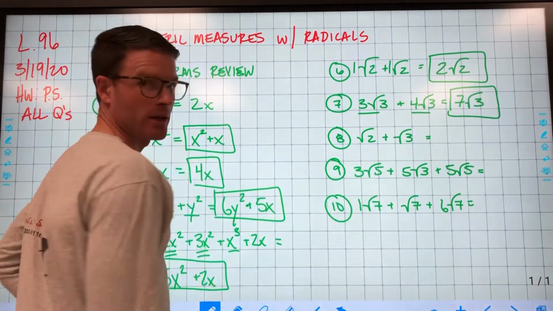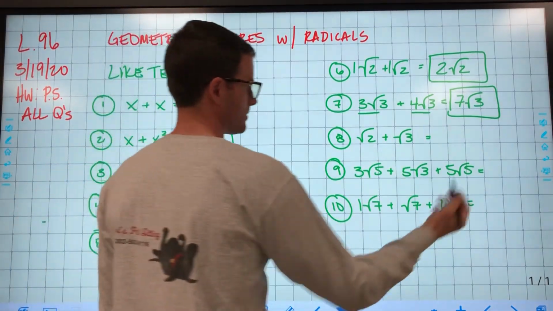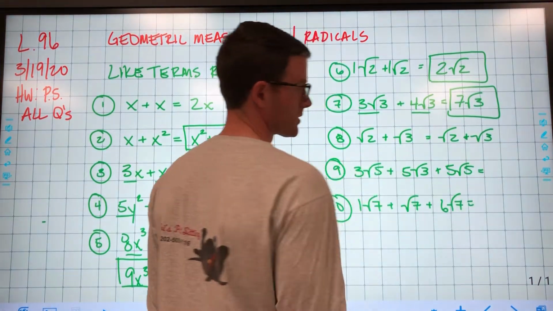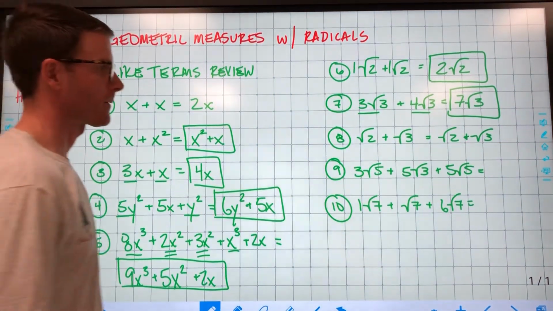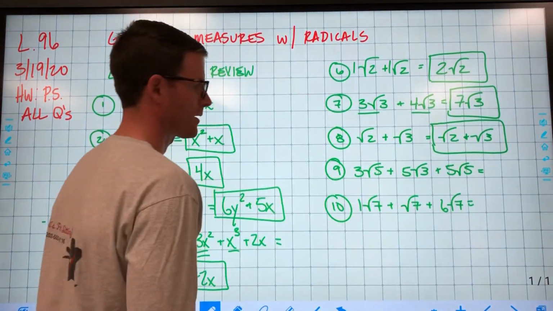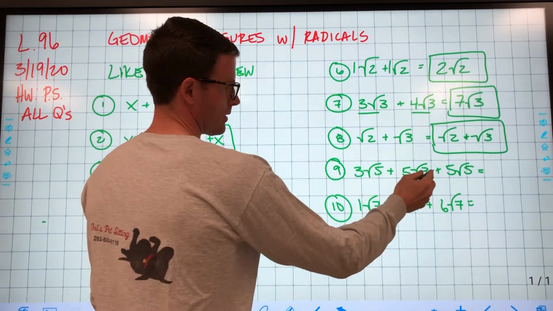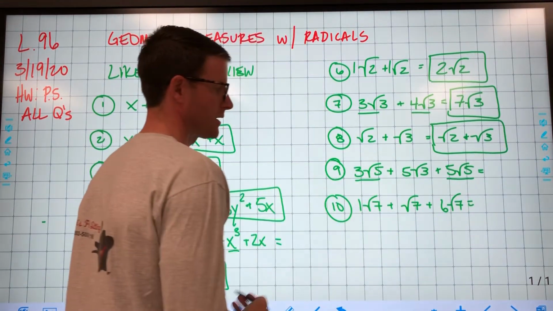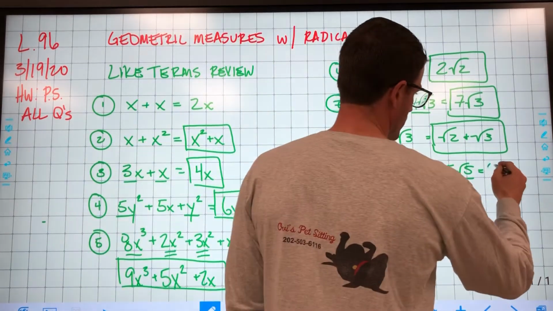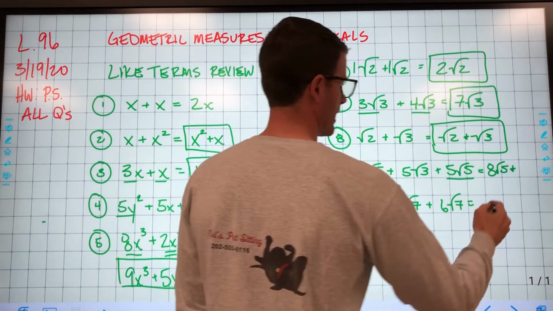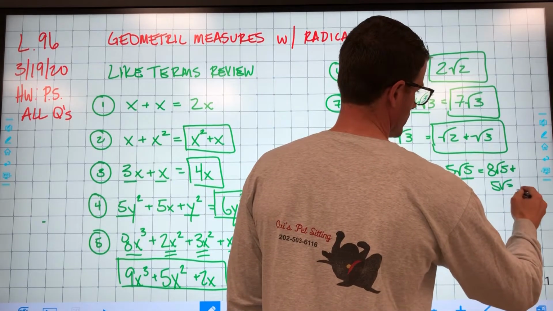Here, different numbers inside the radicals, so I can't add them. It would be root 2 plus root 3. I don't believe there's any real standard form for that, so you can write it either way. All right, going down here, got to be careful. The only thing that I have inside that's common is the root 5's here, so that would be 8 root 5 plus 5 root 3. Sorry, running out of room.